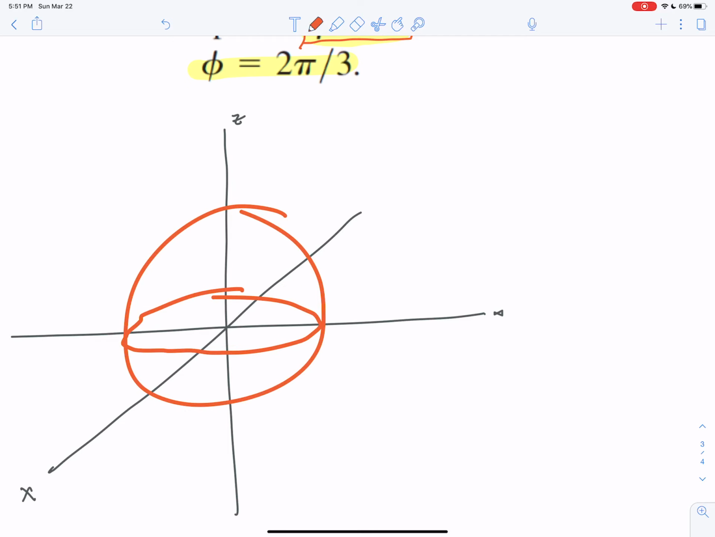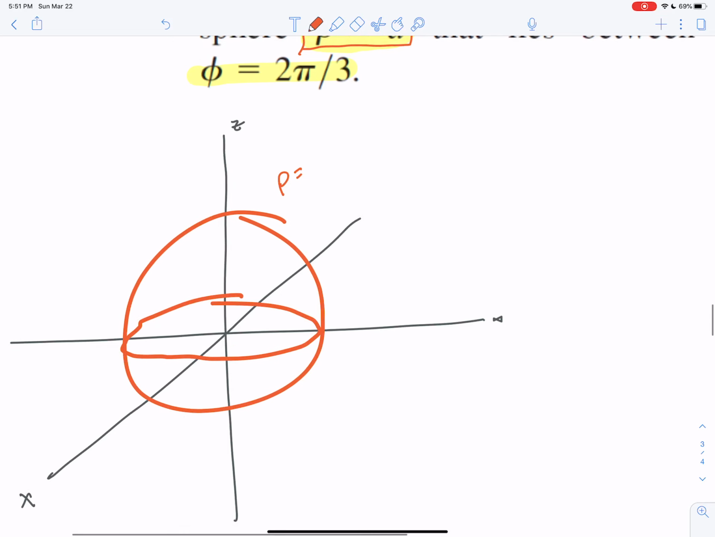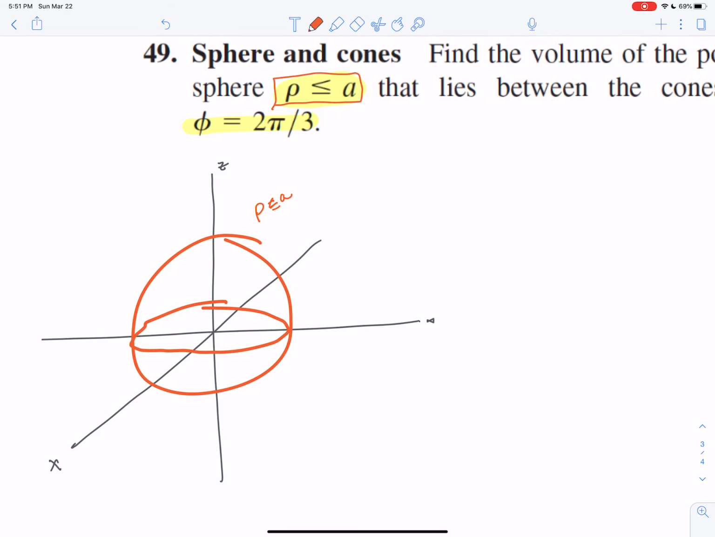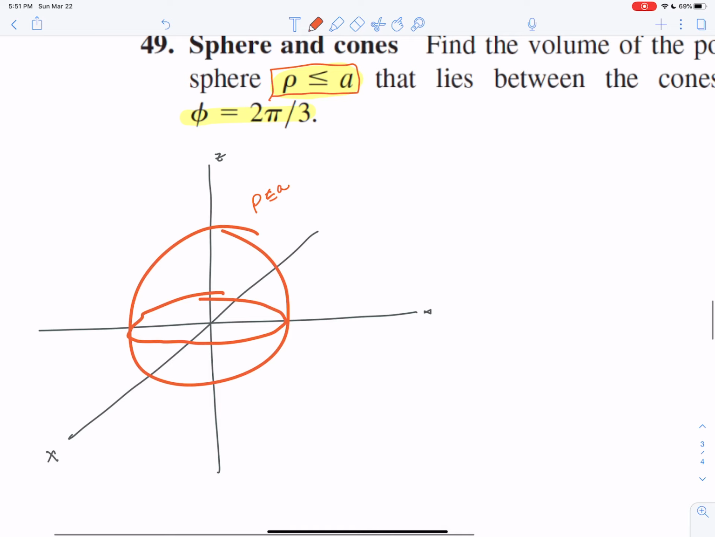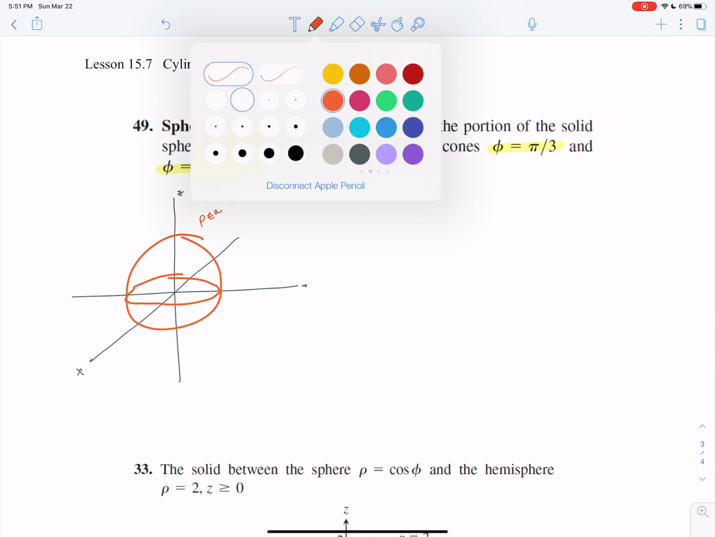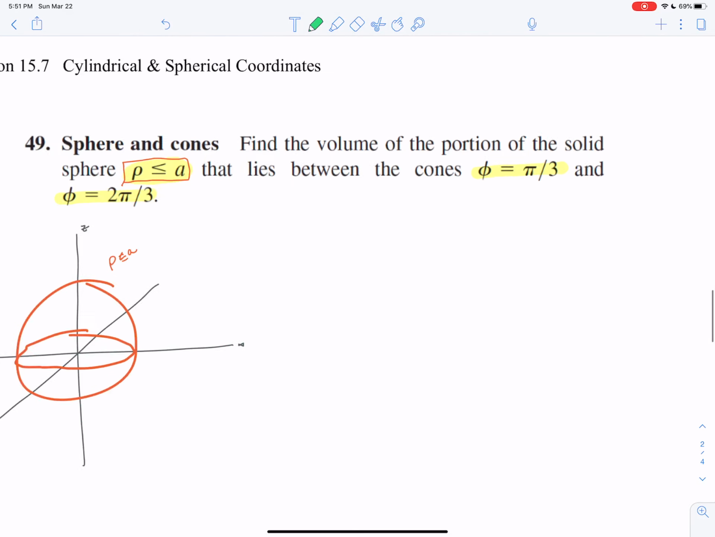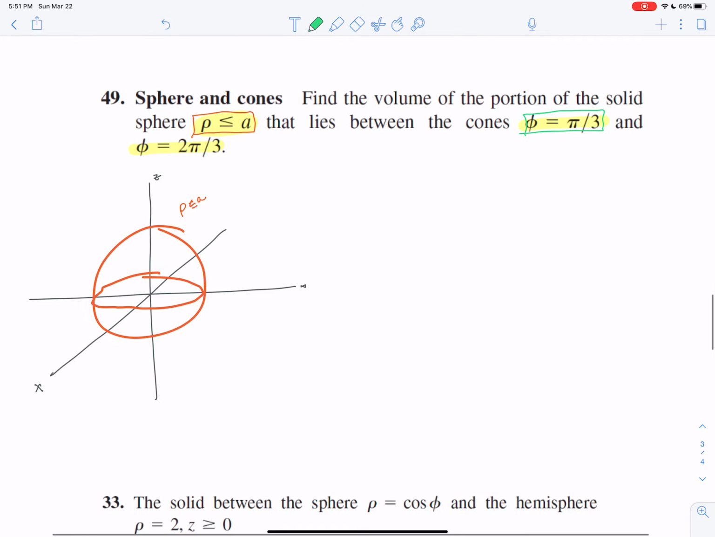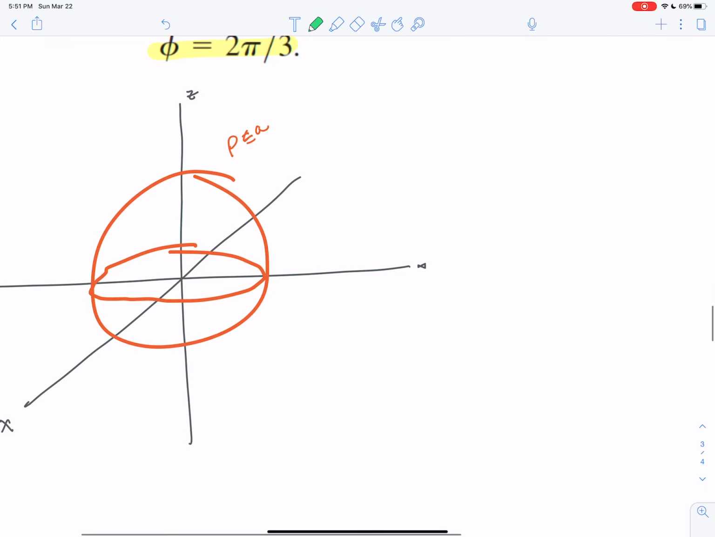So this is, what was it? Rho is less than or equal to a, where that a could be any radius. And then it's lying between the cones, pi thirds. I'll do this one in green. Remember, phi measures from the positive z-axis. So we'll go from the positive z-axis down pi thirds. So here's one cone.